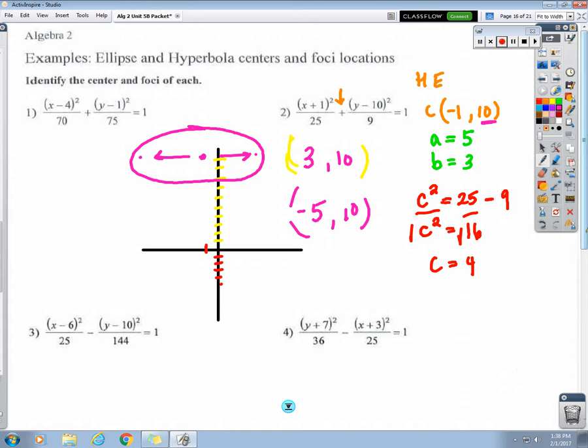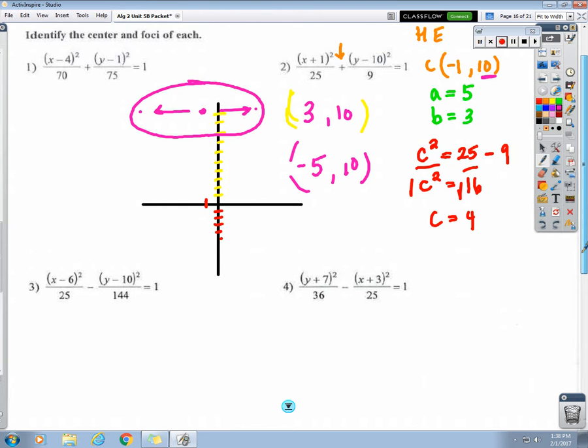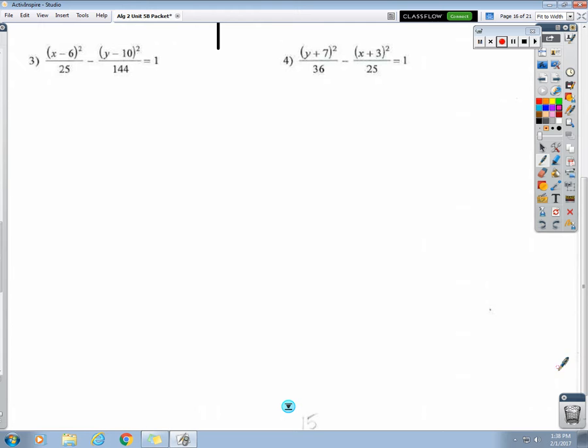Okay, now let's look at number 3. Is this the equation of an ellipse or a hyperbola? This time it's a hyperbola, and we know that because there's a minus in the middle. Is this hyperbola vertical or horizontal? How do we know that? Right, with hyperbolas, if you look at those equations, you'll notice with a vertical one, it's y first. With a horizontal, it's x first. So that's how we know this one's horizontal, because x came first. So now let's find the center.